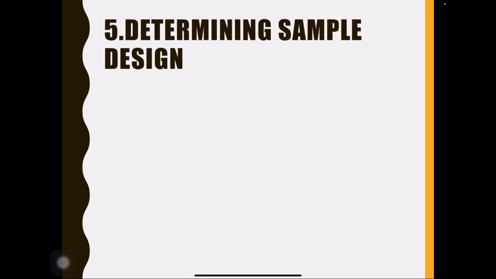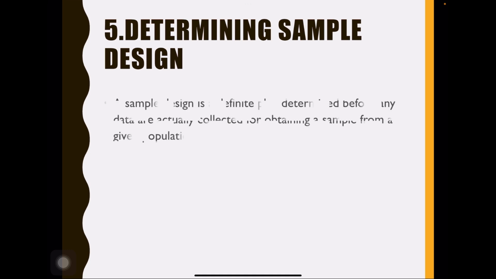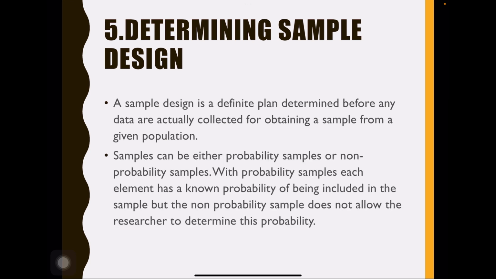Fifth, determining sample design. A sample design is a definite plan determined before any data are actually collected for obtaining a sample from a given population. Samples can be either probability samples or non-probability samples. With probability samples, each element has a known probability of being included in the sample. But the non-probability sample does not allow researchers to determine this probability.